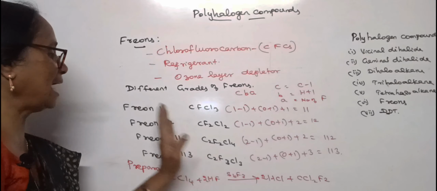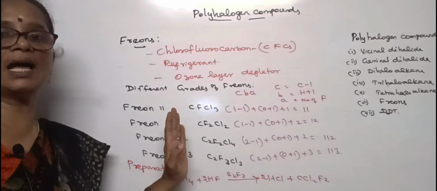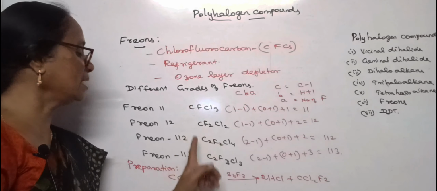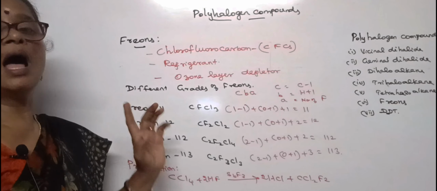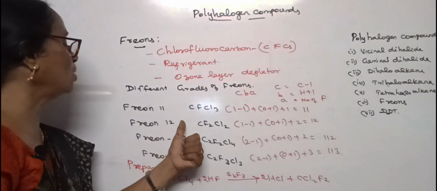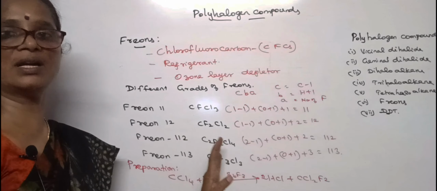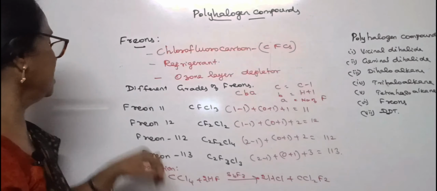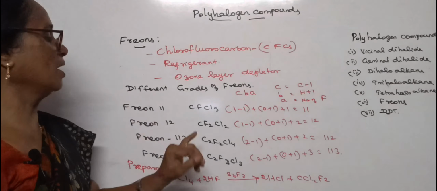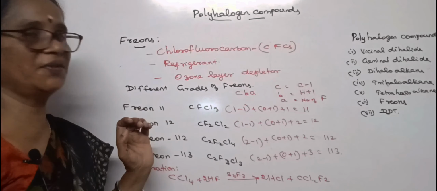The number actually designates how many fluorine atoms are present in the freon. More particularly, the halogen atoms counted are fluorine; we never count chlorine. For example, if I have freon 11, I have the formula CFCl3.